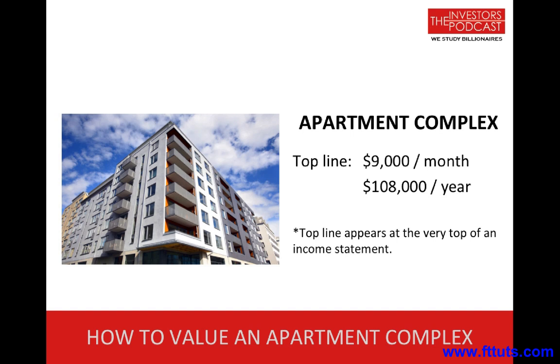So if it was for Coca-Cola, you could generally think that the top line number is if you added up all the Coke cans. If the average sales price of a Coke was 50 cents, that price times the quantity would be the top line number for a company like Coca-Cola, just so you can visualize that for a real stock. So once we know what the top line number is for our apartment complex, it's $108,000 a year.